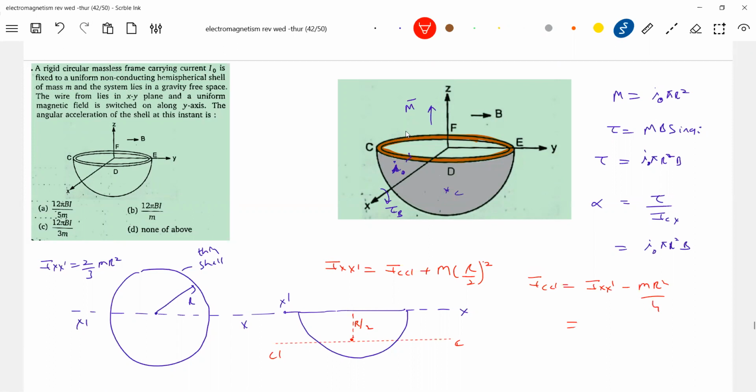Okay, now what is Ix dash? 2 by 3. Okay, this is the ICC dash. Now the next question: about what point will this system rotate, about the axis I'm showing or about this axis? This is the primary question I think we have to ask ourselves.